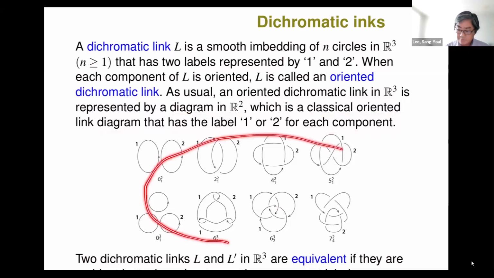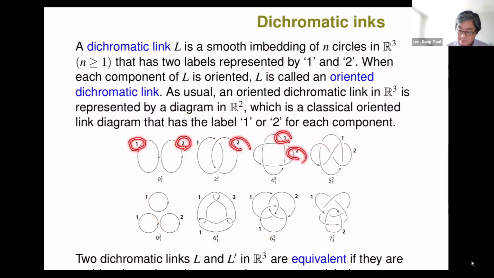Here are examples of oriented dichromatic link diagrams. So you can see the only difference from the classical link diagram is these labels for each component. Okay, you can see easily.